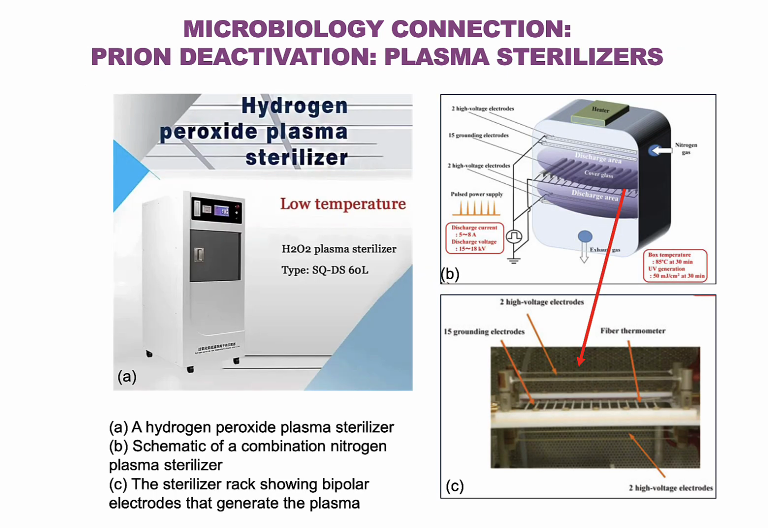Plasma is the fourth state of matter, characterized by ionized gas consisting of positively charged ions and negatively charged electrons, making it a conductor of electricity. This thermal plasma can be super hot.